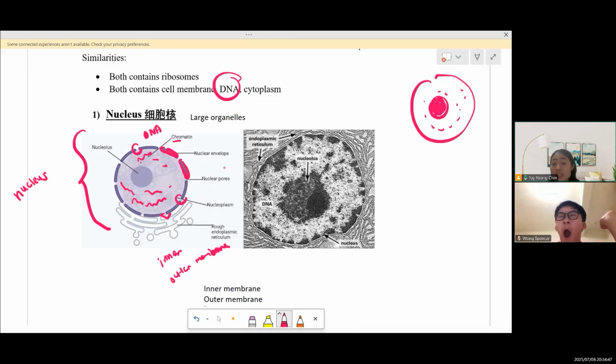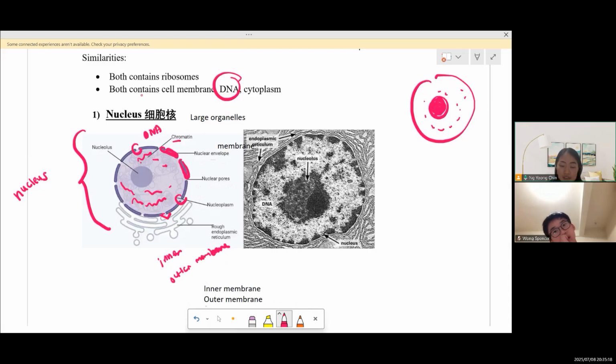This is called what? Nuclear pore. See, nuclear pore. And this one is the nuclear envelope. Sometimes they will call it the nuclear membrane. Up to you, you can write envelope or membrane. And inside the nucleus, it is just like cytoplasm. Just that the cytoplasm found inside the nucleus has a name. It is known as nucleoplasm.